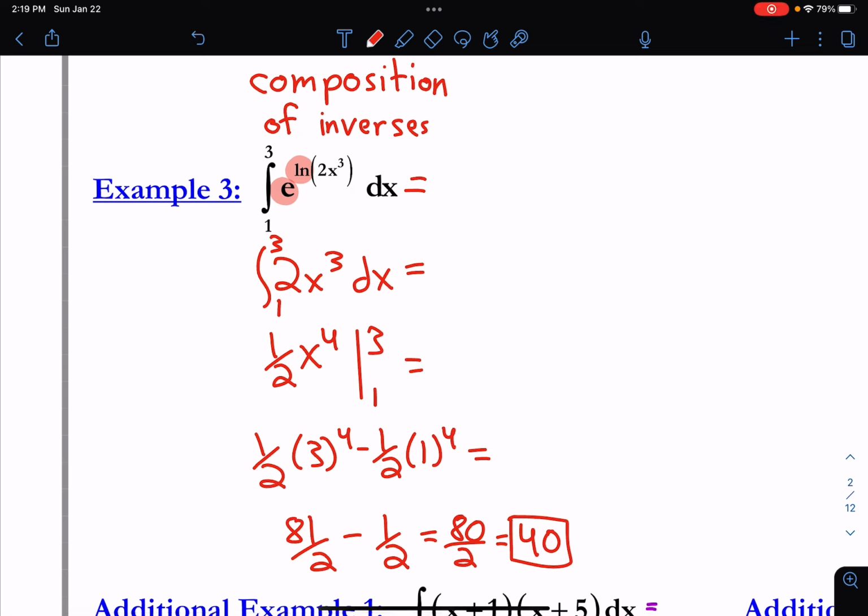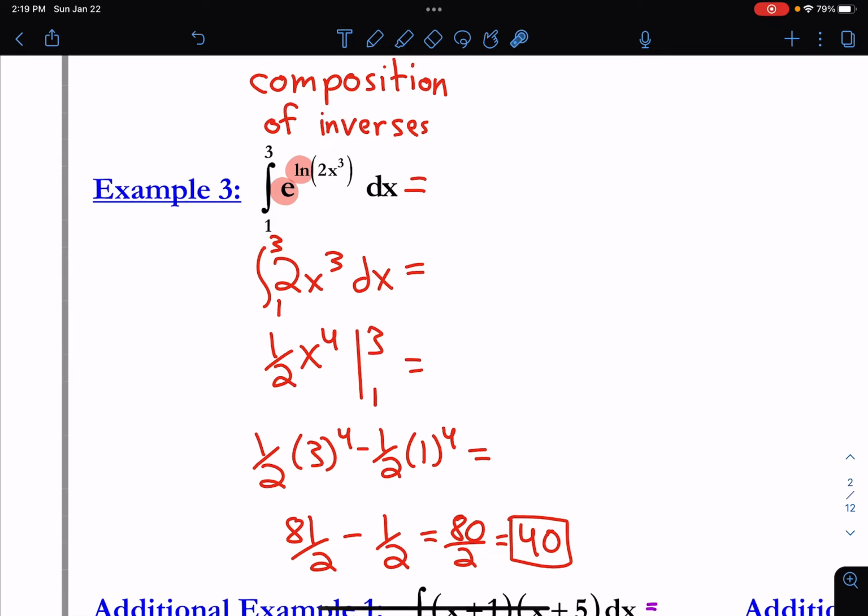Okay, but really it all starts with the beginning, recognizing e to the natural log of anything is going to cancel itself out, and so we get just 2x cubed. And vice versa is true. If this was natural log of e to the something, they would still cancel each other out. Okay.